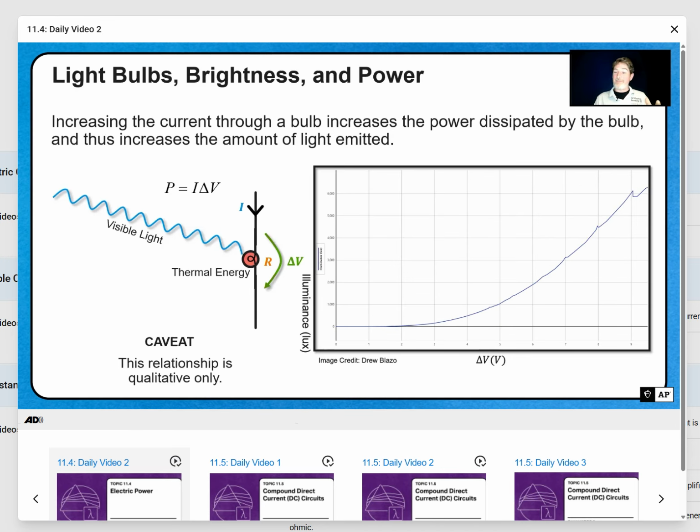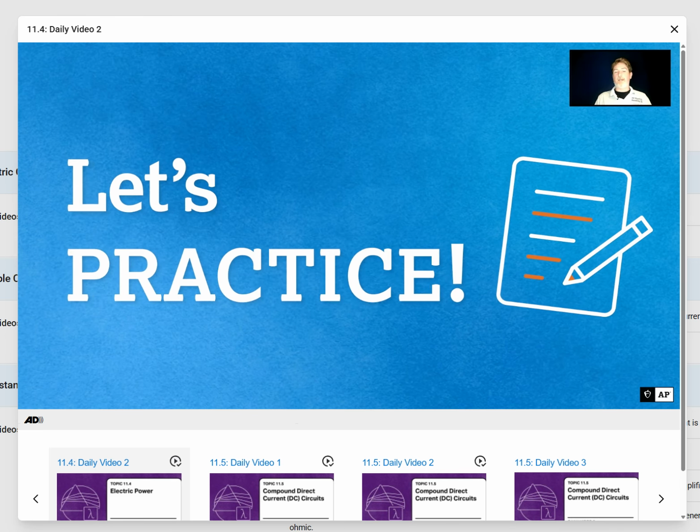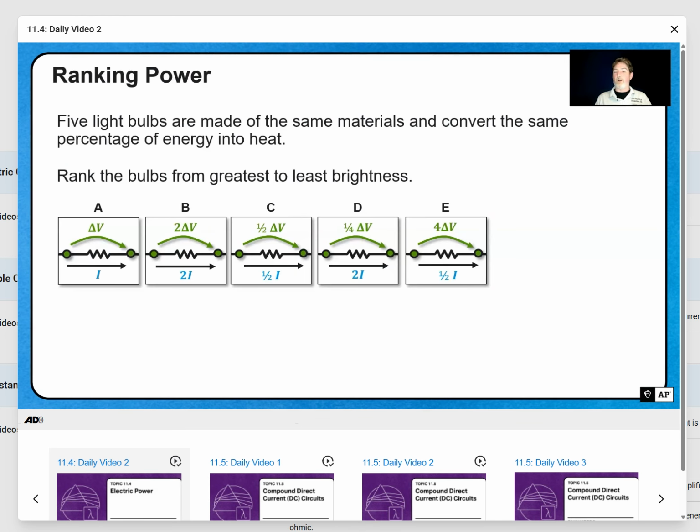Here's a graph of voltage versus brightness for the experiment I just ran in the last slide. You can see that it slopes up and then it kind of dips off when the light bulb dies. It's not a nice linear relationship, and it varies from light bulb manufacturer to light bulb manufacturer. The thing you can count on, though, is more power means more brightness. So let's practice by trying to rank the brightnesses of a number of different light bulbs based on information about the voltage and the current flowing through them.